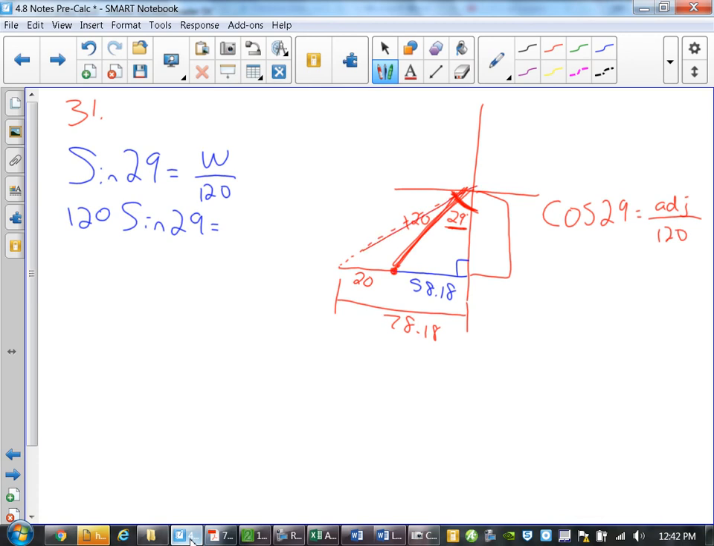It wants to know this diagonal, how far away you are, and what's your angle. So we had to go back into the first triangle that we created to find the adjacent side, because we know the opposite for the big triangle. So 120 cosine 29 is 104.95. The diagonal distance is easy. All you have to use is the Pythagorean theorem.